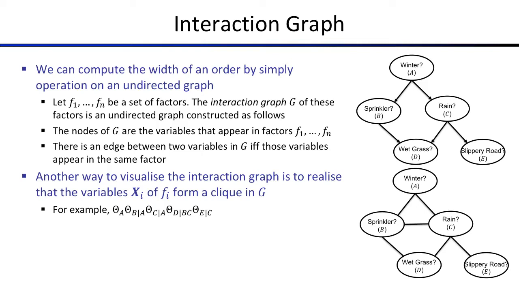So welcome back. This is our third video about variable elimination, and now we will continue discussing the idea of the width of an elimination order. So now we're going to define a new graph that's called an interaction graph. An interaction graph is an undirected graph that has the same variables that we have in the Bayesian network.